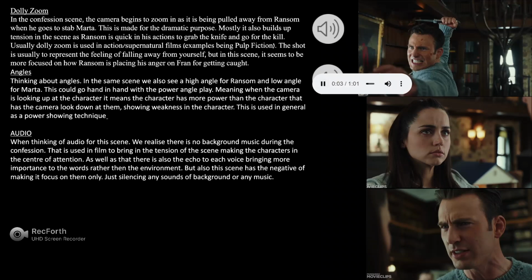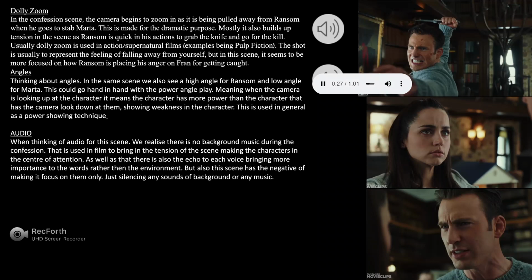Angles. When we think about the angle, we think about the angle of the camera having to look up at Ransom and camera looking down at Martha, showing the power play at hand of the characters. Seeing as Ransom thinks he has an upper hand, the camera looks at him as he is this man with power. Meanwhile, it's quite the opposite for Martha.